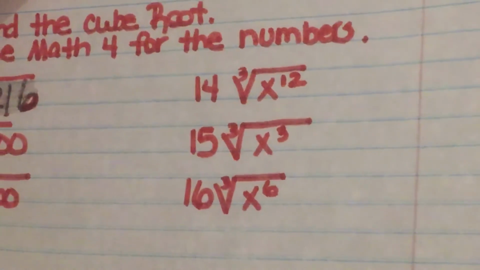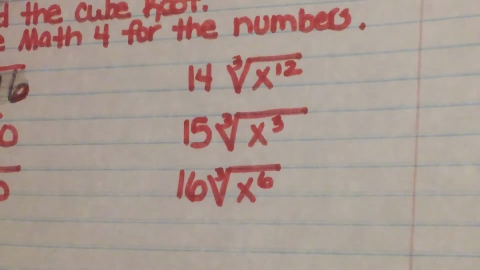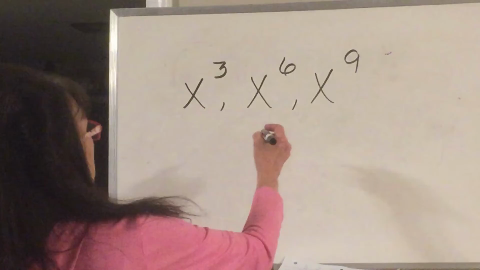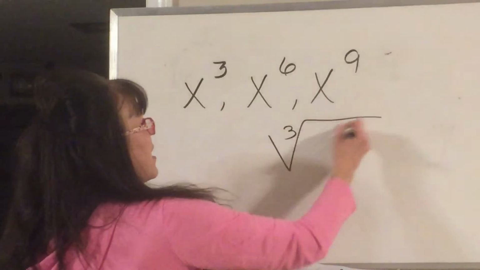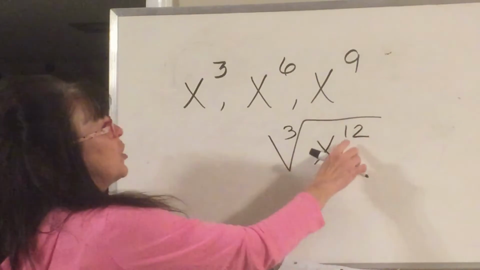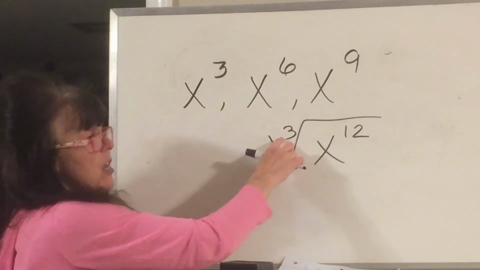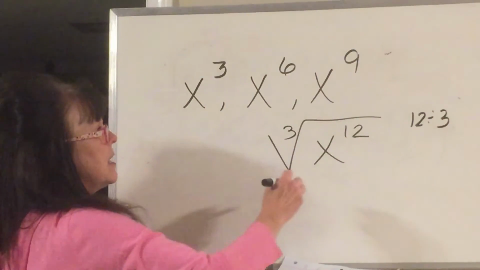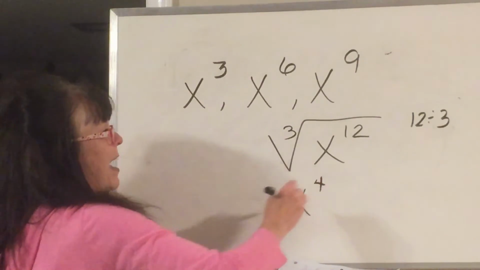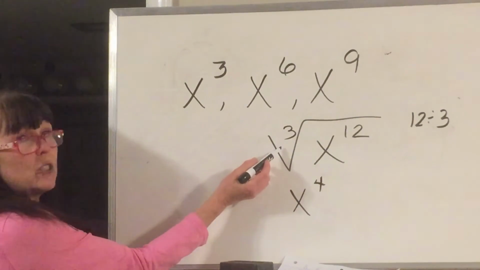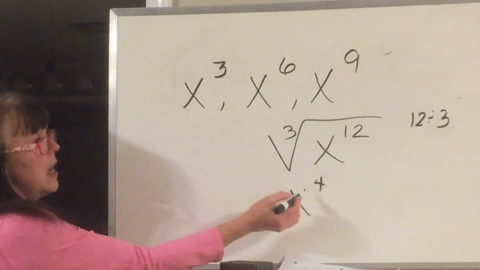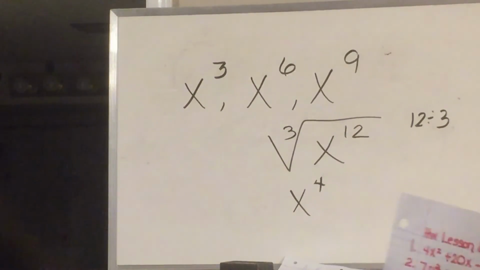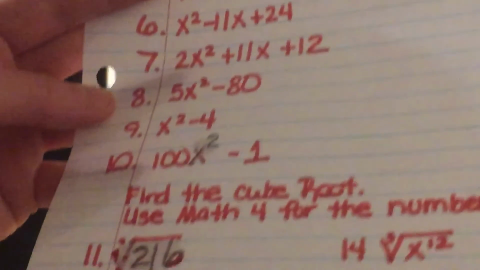Didn't even explain it, did I? Okay, so let me do number 14 on the board for you. x to the 12th power. Okay, so it'd be like this. To take a cube root of x to the 12th power, you would divide. So you would go 12 divided by 3 in your brain, and you would get x to the 4th power. Now notice I lose the radical sign, the cube root radical, when I divide those out. So that's how you would do the end. I'm going to show this to you again. All right.